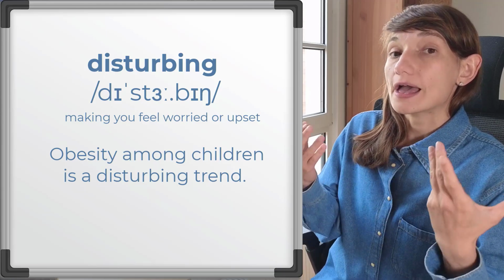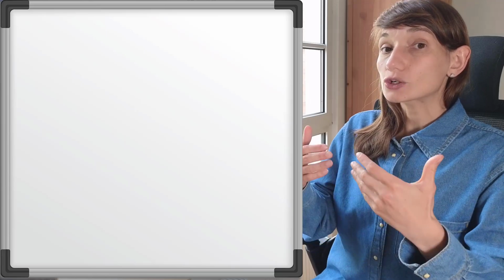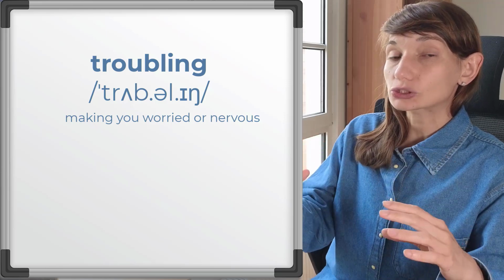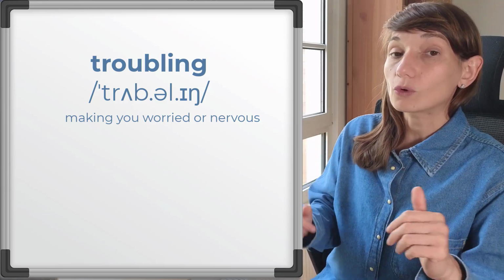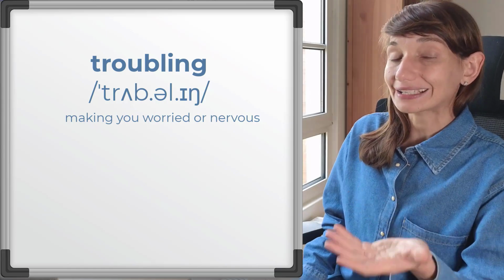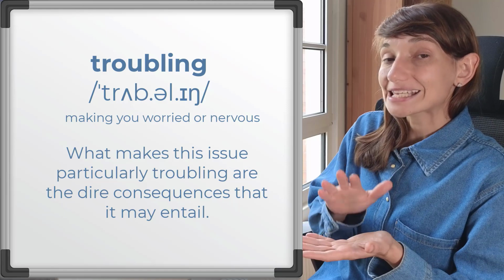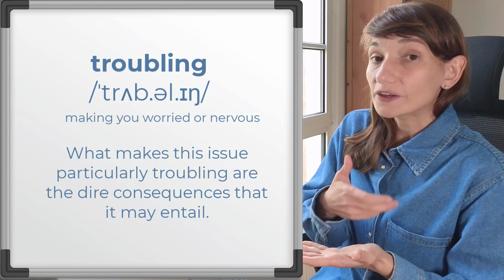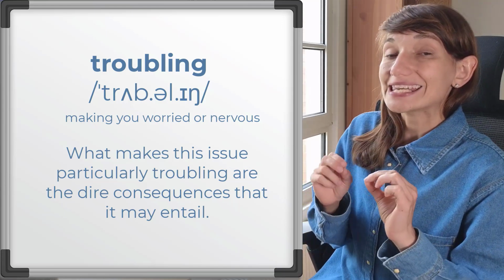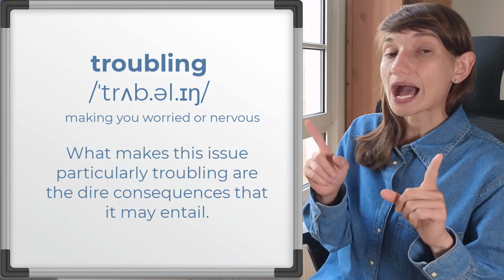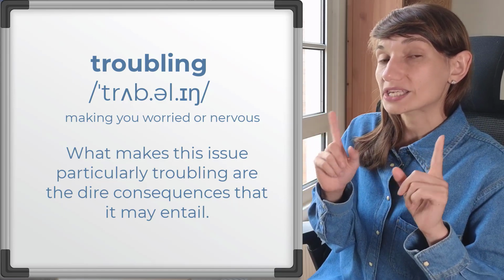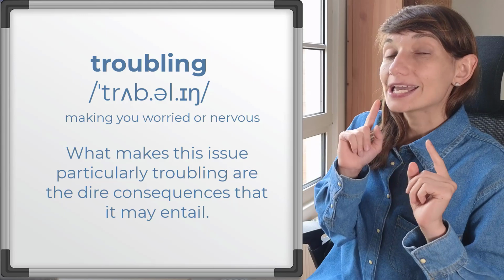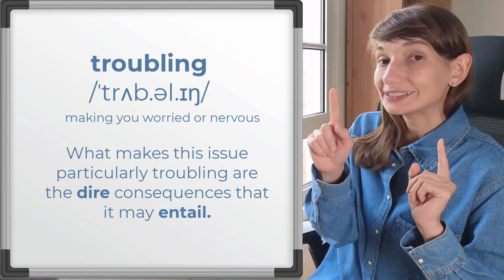Another similar adjective is troubling. Troubling means the same as disturbing and alarming. For example, a very similar sentence, I can also say, what makes this issue particularly troubling are the dire consequences that it may entail. And here we have two more words that are very useful when you write about causes and effects. To entail and dire.